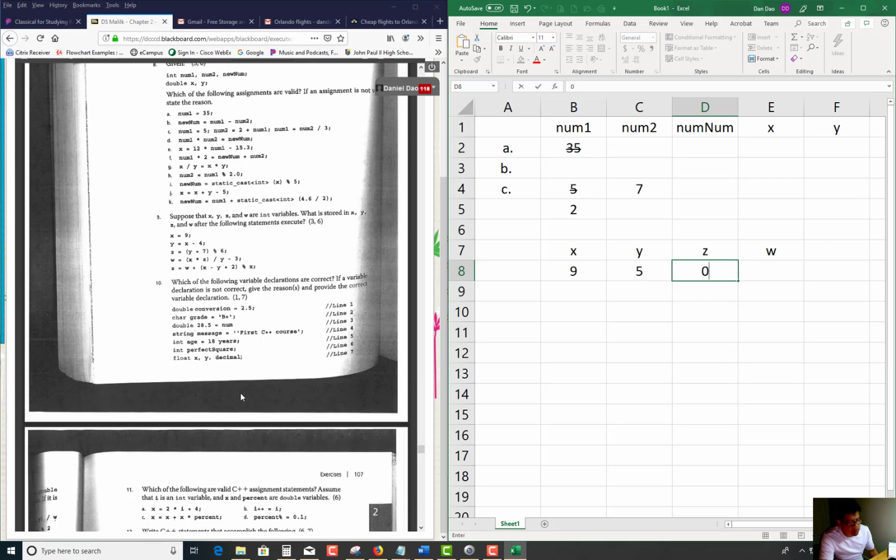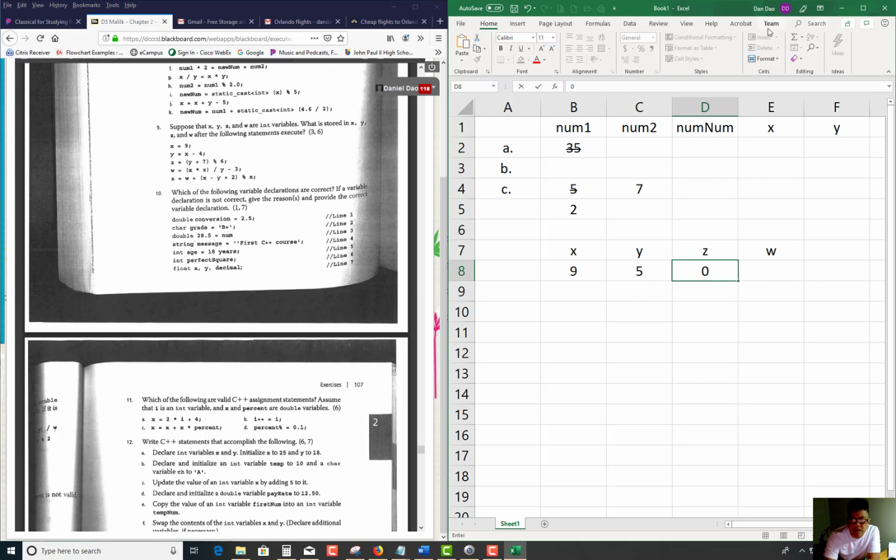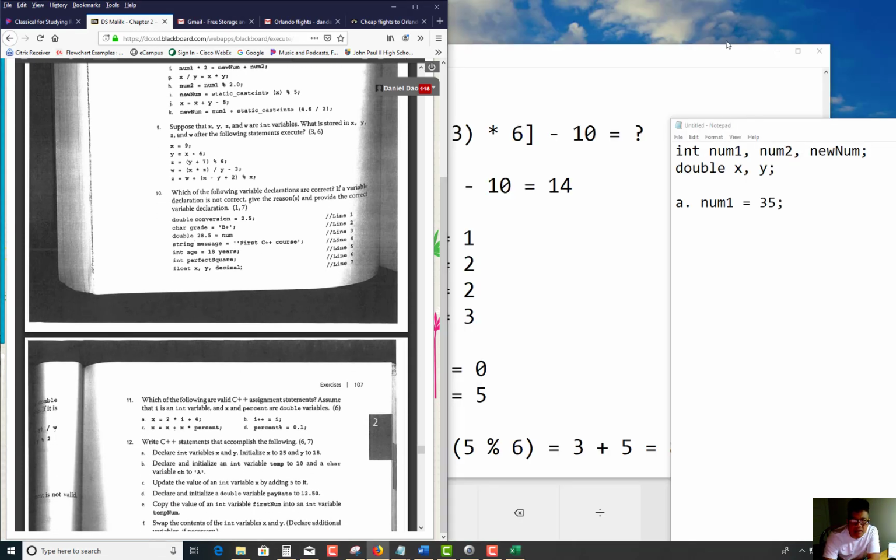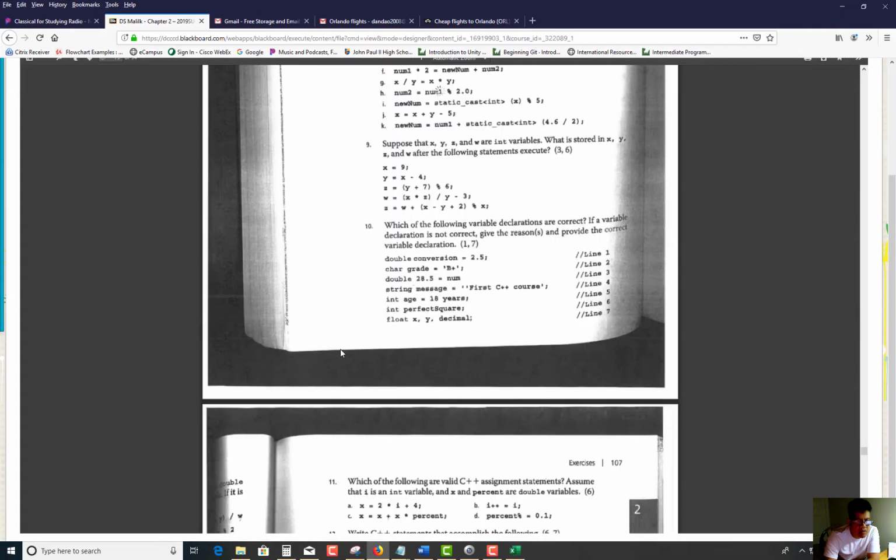Look at number 10 for me, would you? Which one of the following variable declarations are correct? If a variable declaration is not correct, give me a reason that provides the correct variable declaration. So in here, I want to minimize this. Look at line 1, double conversion 2.5. You give them some sort of constant. This is a good declaration. Line 1's good.